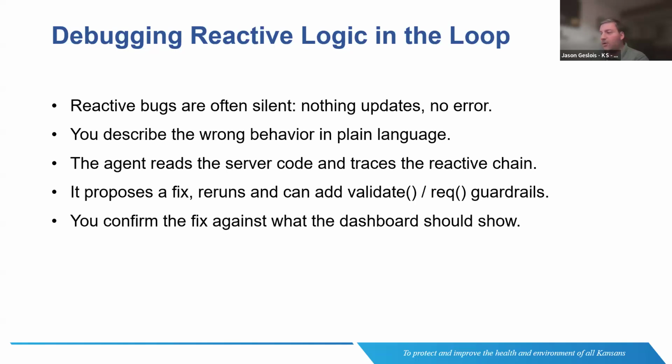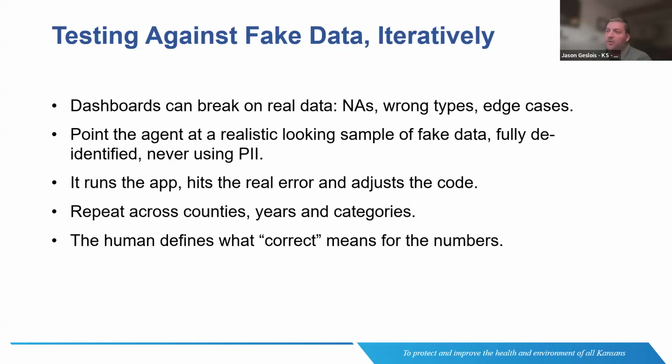It can also add guardrails like validate or the req function, so that if the app fails, it can fail more gracefully instead of silently, without you being able to see it. But the last step is again yours. You confirm the fix produces the numbers that the dashboard is actually supposed to show, meaning the agent can make it work and run, but only you know if it's right. So that's a key piece in understanding this.